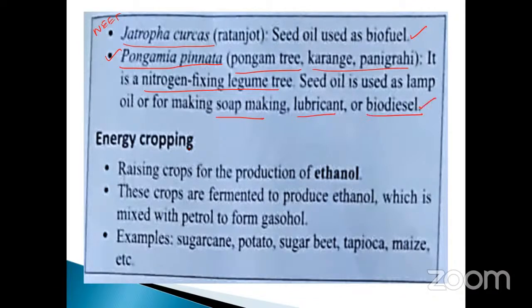Don't forget, my dear students. Pongamia pinnata, Jatropha curcas. These are the important hydrocarbon containing plants. This is also very, very important, my dear students, for NEET. Don't forget, Pongamia pinnata is also one of the nitrogen fixing plants.